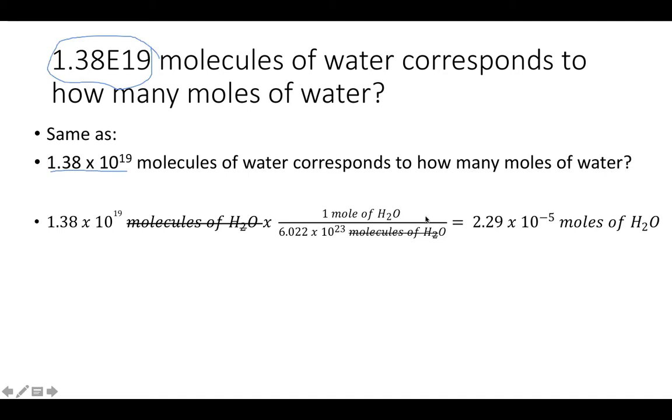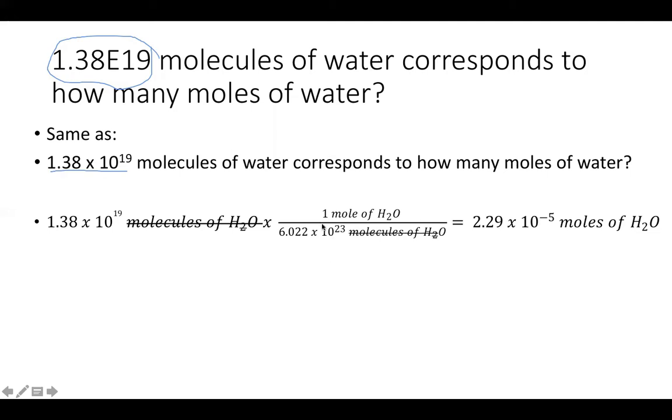And you guys don't trip yourself up too much on the moles. Remember, 1 mole of anything is 6.022 times 10 to the 23 of those things, okay? Just like a dozen, right? Whenever you see moles, try replacing it with the word dozen and see how you solve for it. 1.38 times 10 to the 19 molecules of water corresponds to how many dozens of water?